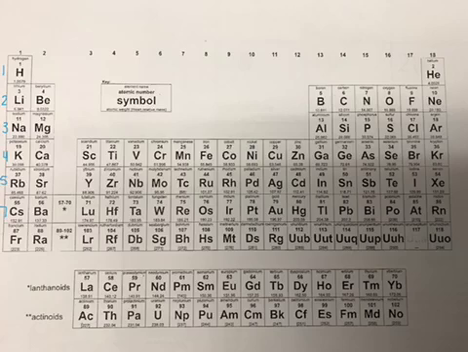1, 2, 3, 4, 5, 6, 7. So if you needed to quickly look and say, what energy level is carbon in? You find carbon, and you can see that it is in the second row, so that means it's in the second energy level. Likewise, if you looked at strontium, as you can see, it is in the 5th energy level because it is in the 5th row. So that's your energy levels.